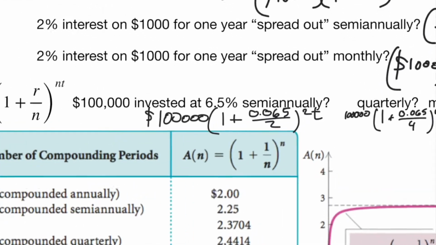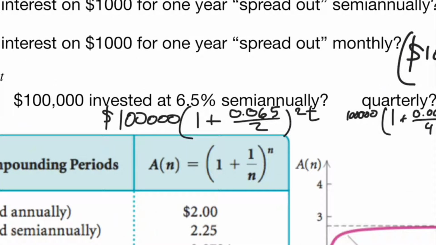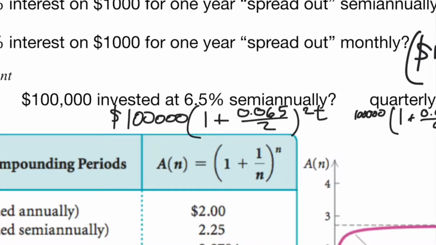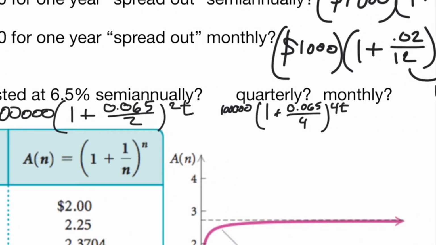So if you're going to use the formula, you can just say $100,000 invested at 6.5% semi-annually. 100,000 goes out in front. 1 plus percent written as a decimal. Semi-annually means over 2, and then 2 since it's twice a year. 2 goes up there, and then this t you can use to figure out however long you want. t can be the input, and then the dollars would be the output.